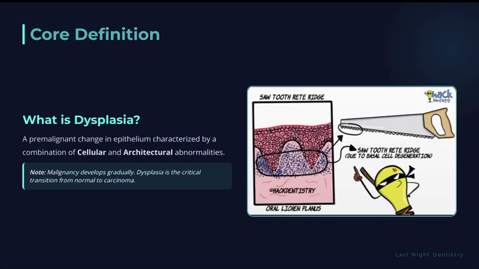Now, what does that actually mean? It means the epithelial cells start losing their normal behavior. They begin changing in size, shape, arrangement, and growth pattern. This is not invasive cancer yet, but the tissue is moving toward malignancy. So, dysplasia is basically the transition stage between normal epithelium and carcinoma.